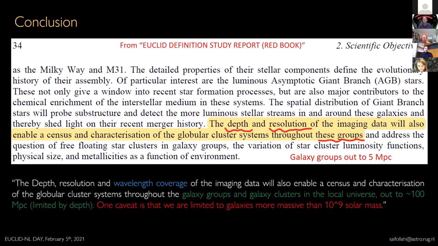I want to say that the wavelength coverage is also important. The near infrared is very helpful. And we can also go a bit further to maybe 100 megaparsec, which is mostly limited by the depth of the data and not resolution or other things. There is one more point: since I'm talking about studying galaxies through their globular clusters, we also need some globular clusters around that galaxy in the first place. Theoretically, we don't expect any globular clusters for galaxies lighter than 10^9 solar masses. So that's the limit here at least.